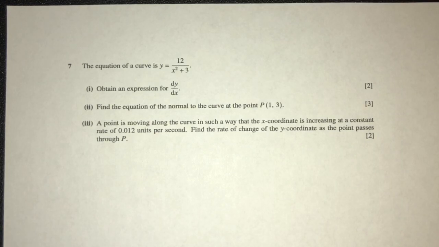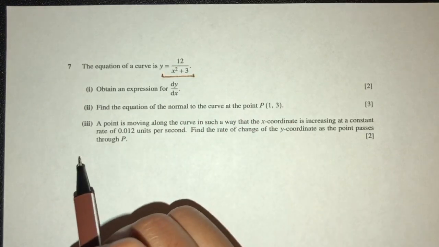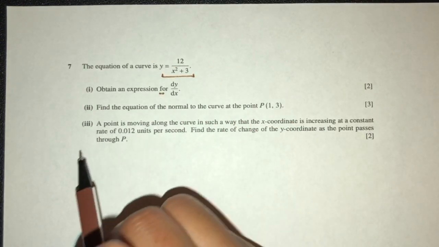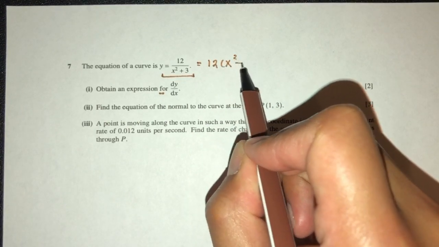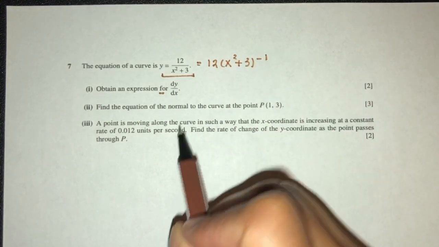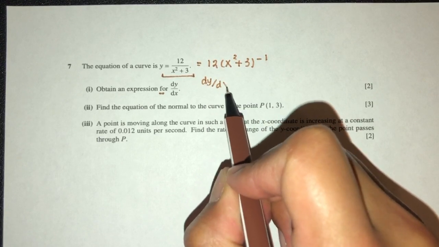So let's move on to the next question. The equation of a curve is y, given to you right here. Now we have to obtain an expression for dy by dx, so pretty easy. First thing first, we can rewrite this as 12 times (x squared plus 3) to the power of minus 1. So dy by dx is pretty easy now.